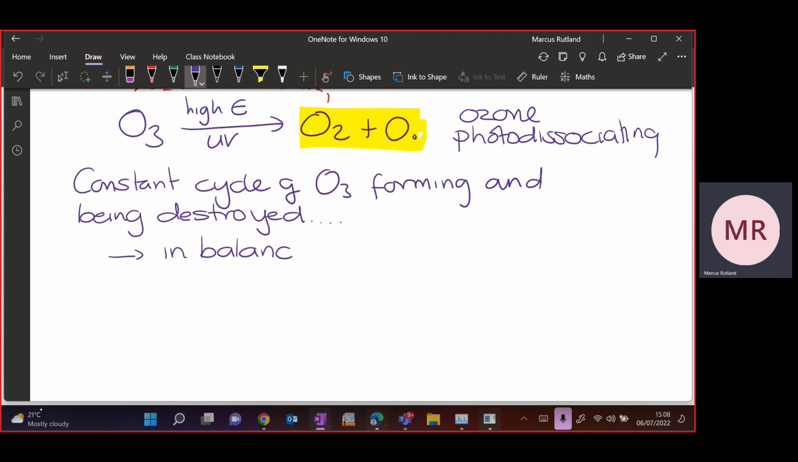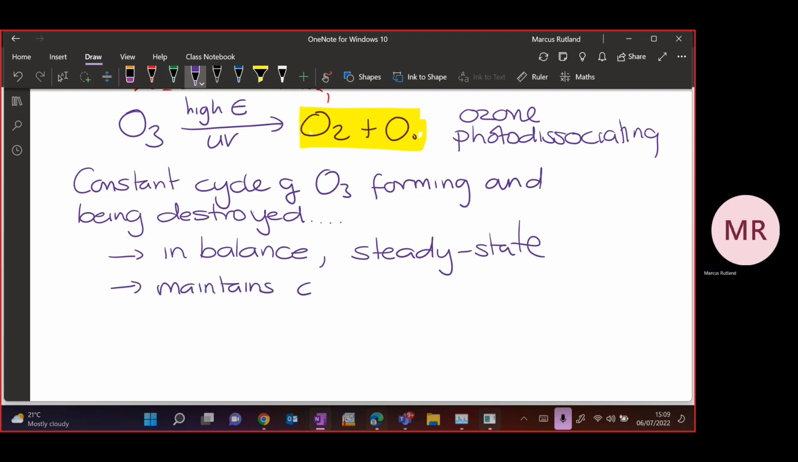You can't call it an equilibrium because you can't really call it a closed system, the atmosphere. So it's a steady state. So it maintains a constant ozone concentration.